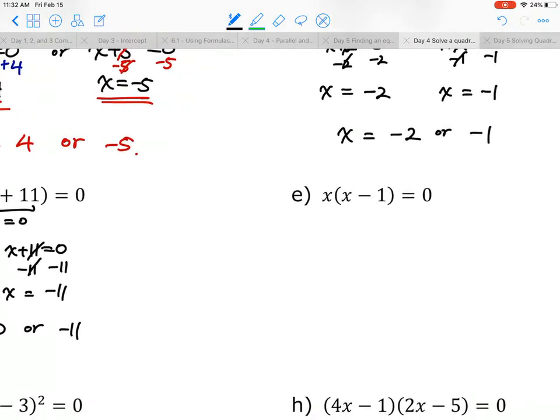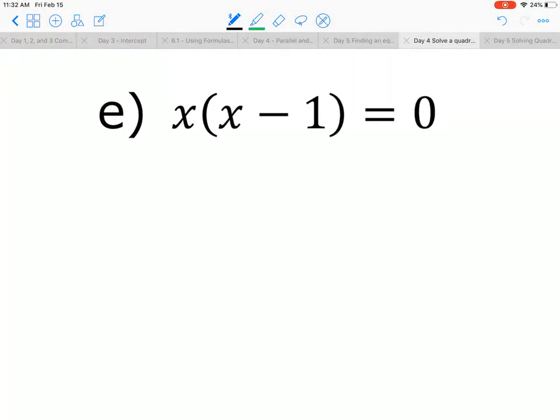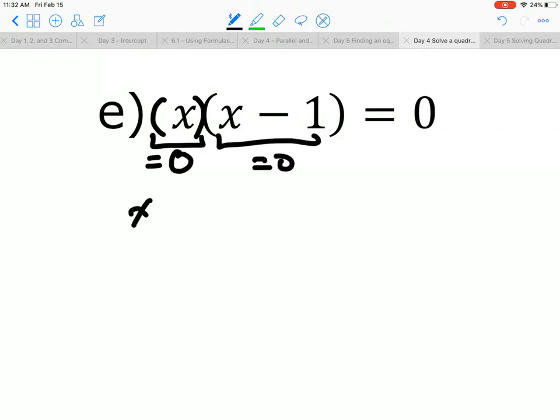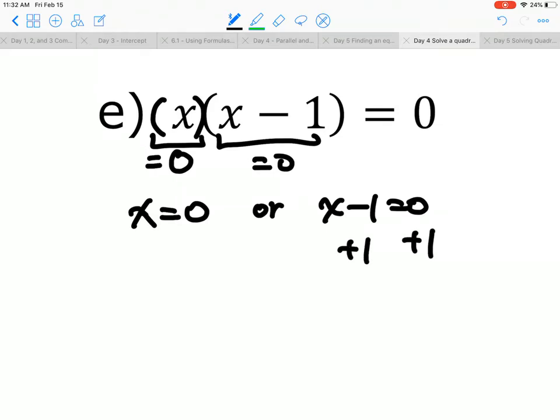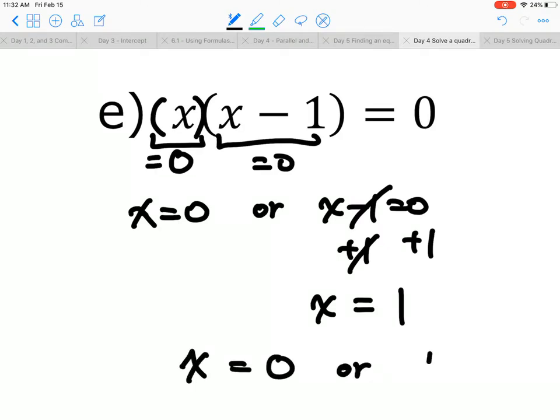So same thing with E, and I want you to try this, and I assume that you tried it. Pause the video, try it. Around the x, put the brackets if that confuses you. Now this equals 0 or this equals 0. First one, x is 0 already for us, so that's okay. Or x minus 1 equals 0. So add 1 on both sides, so the 1's will be gone, then x equals 1. So at the end, your answer is 0 or 1.